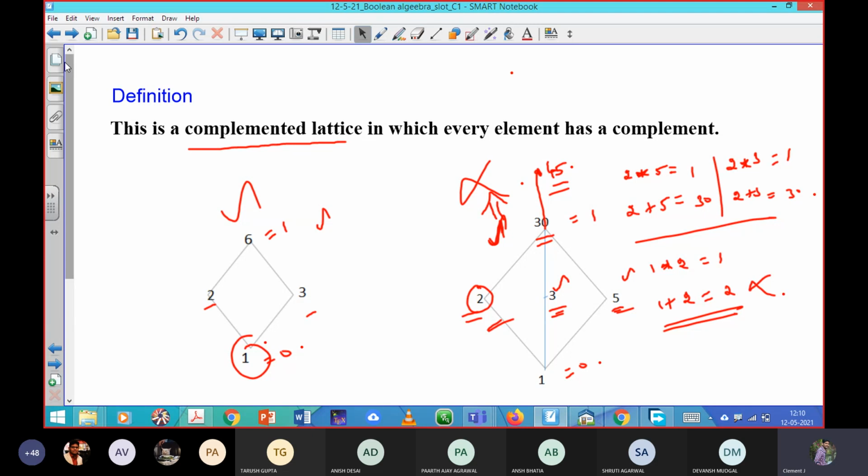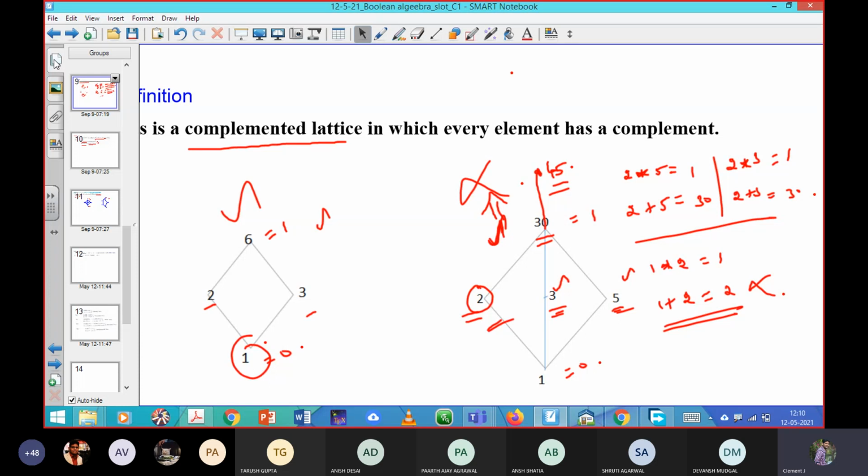Also, can you remember the distributive lattice? What is the definition of a distributive lattice?